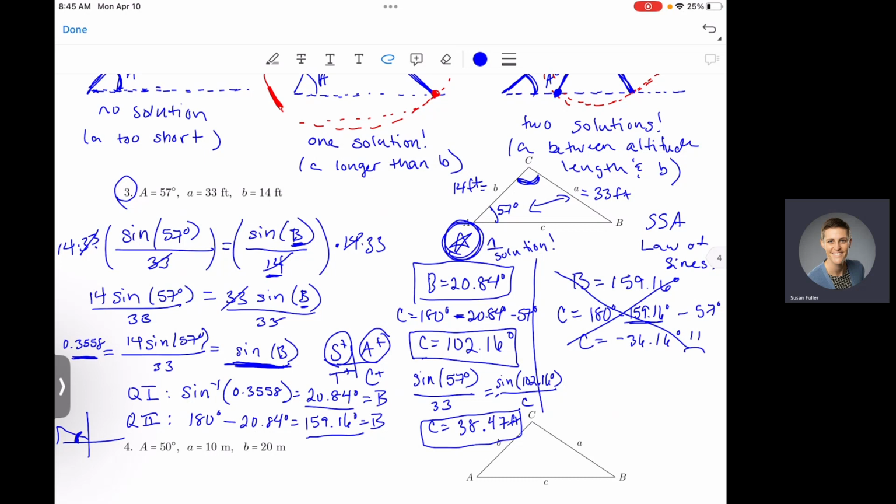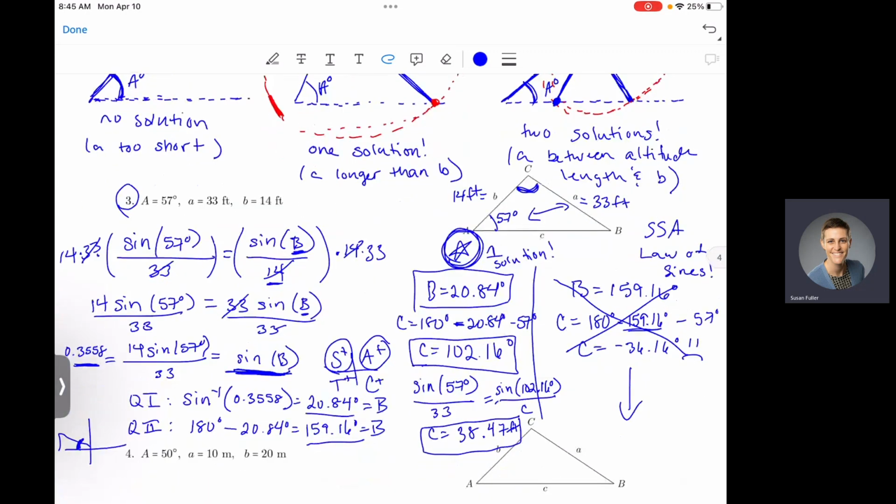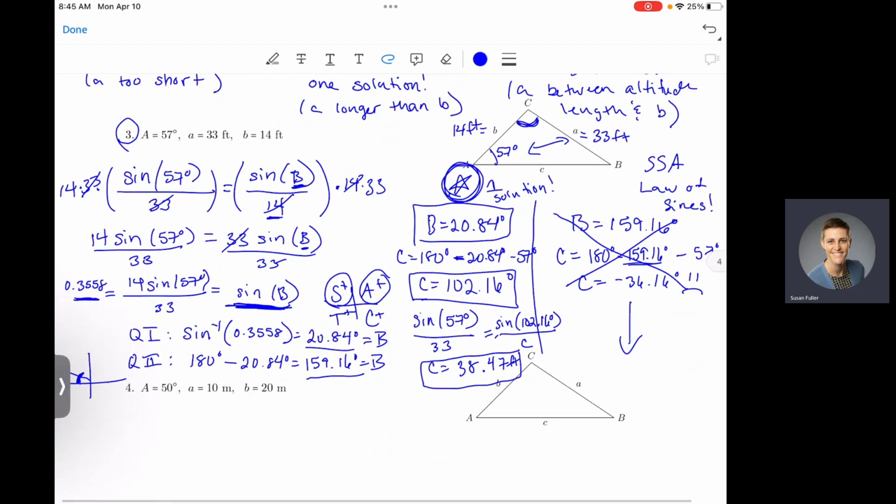If you had enough degrees for both angle C's here, then you would just keep rocking with this process the same way you did the other one, and you would have a solution on each side here. So that's how we solve this first one with the ambiguous case. We'll come back to this on Wednesday and see a little bit more about the ambiguous case, and we'll get to the law of cosines on Wednesday.